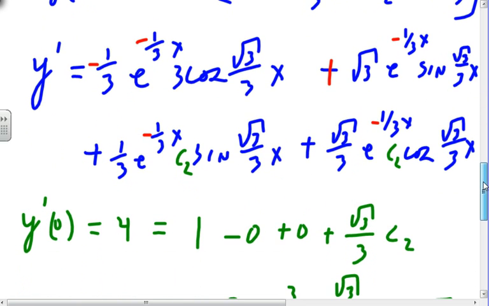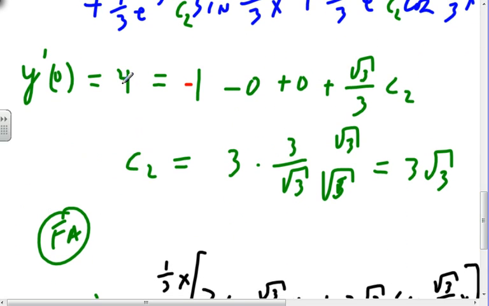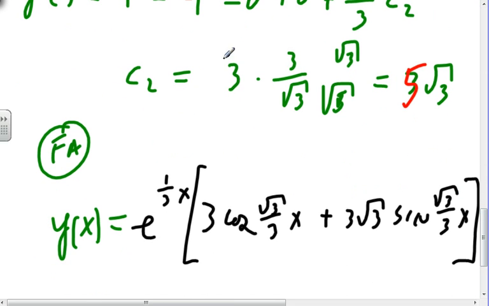Okay, so now I'm going to have minus 1, 0, 0, and I'm going to have square root of 3 over 3 C2. That's going to be a 5, so that's going to be 15 divided by the square root of 3. So that's going to be 5 the square root of 3 when I get done, with that being a minus sign. Okay, certainly glad we did that.